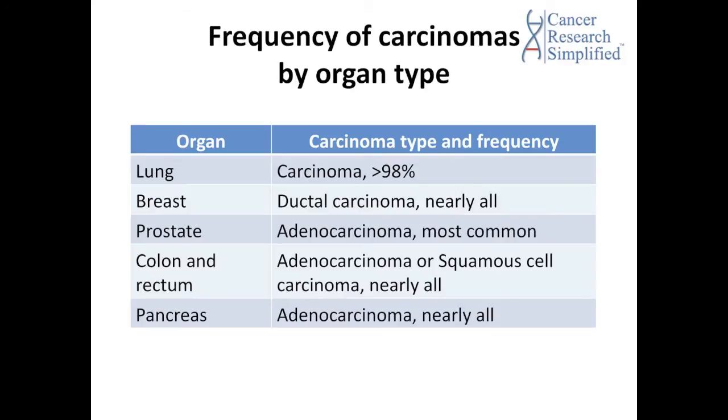More than 98% of all lung cancers are carcinomas. Nearly all breast cancers are ductal carcinoma, meaning that they are originating from the ducts of the glands. Adenocarcinoma is the most common form of prostate cancer. Almost all cancers of the colon and rectum are either adenocarcinoma or squamous cell carcinoma. Almost always, pancreatic carcinoma is adenocarcinoma type and is highly lethal. Some carcinomas are named for their cell of origin, such as hepatocellular carcinoma or renal cell carcinoma.